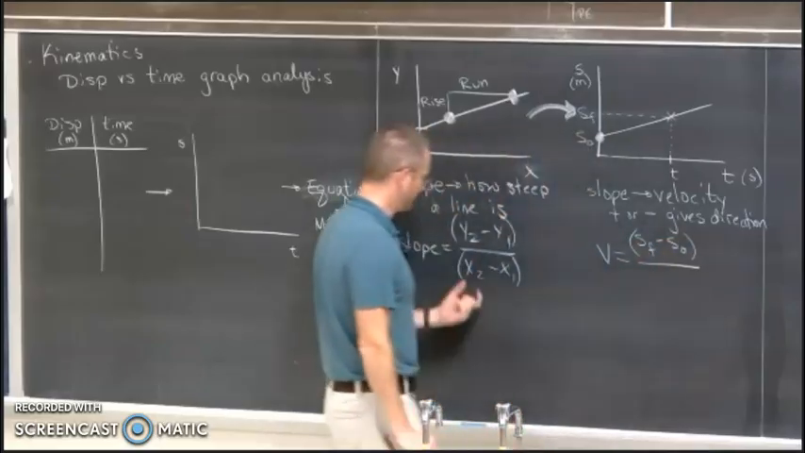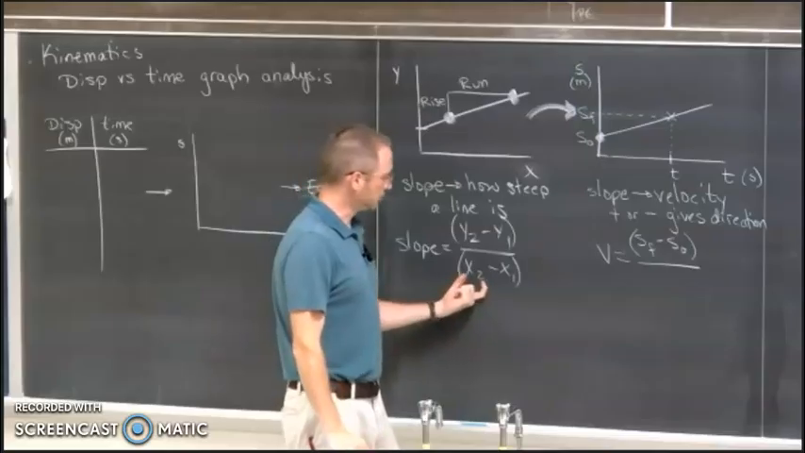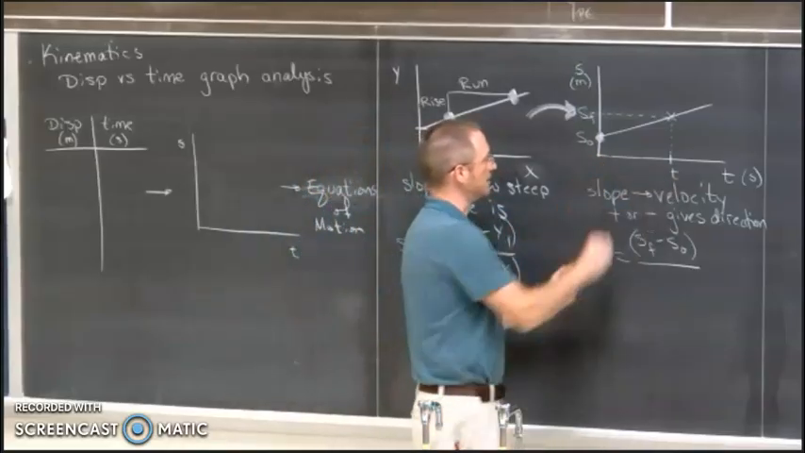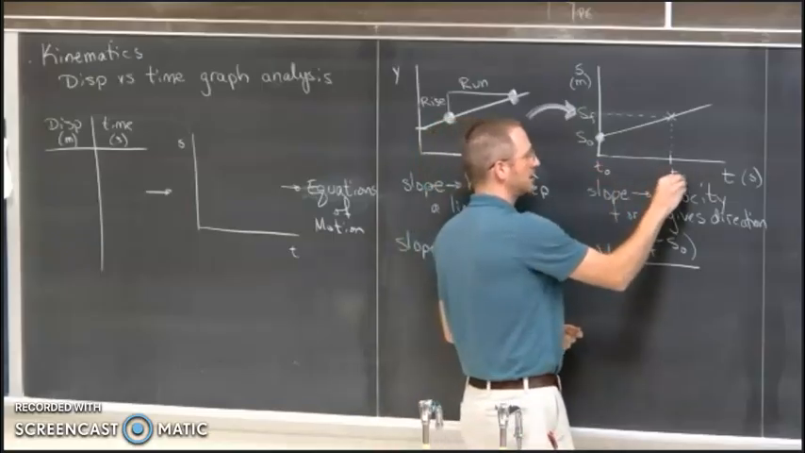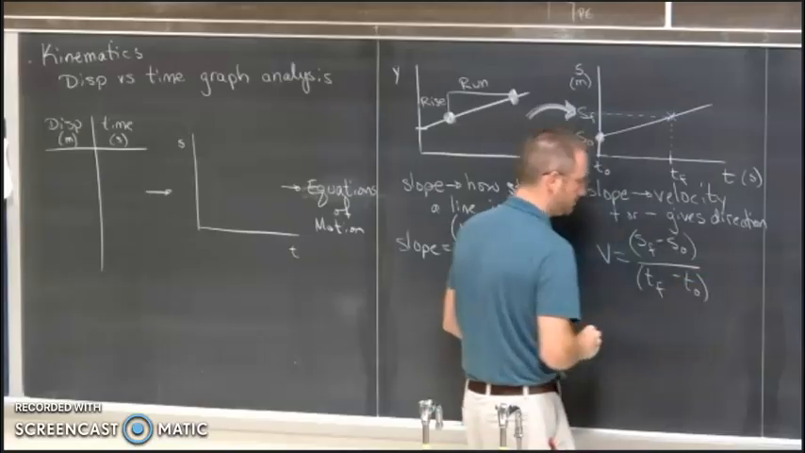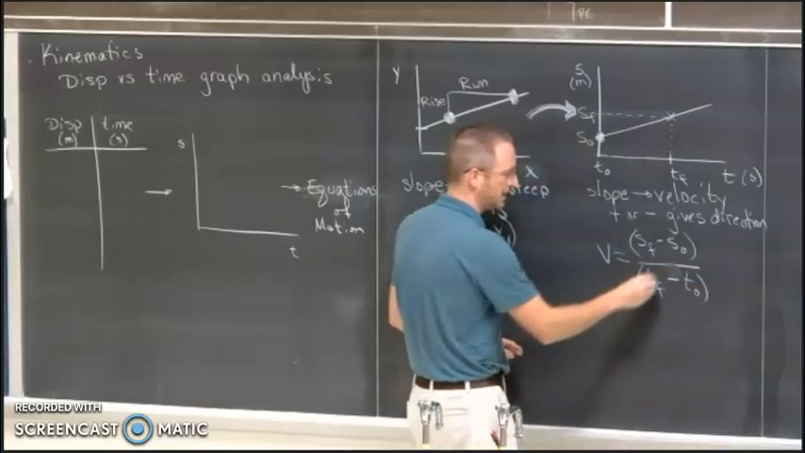all over time 2 minus time 1. So the final time minus the original time. This is the original time. This is the final time. So we'll have T_F minus T_O. O for original, F for final.